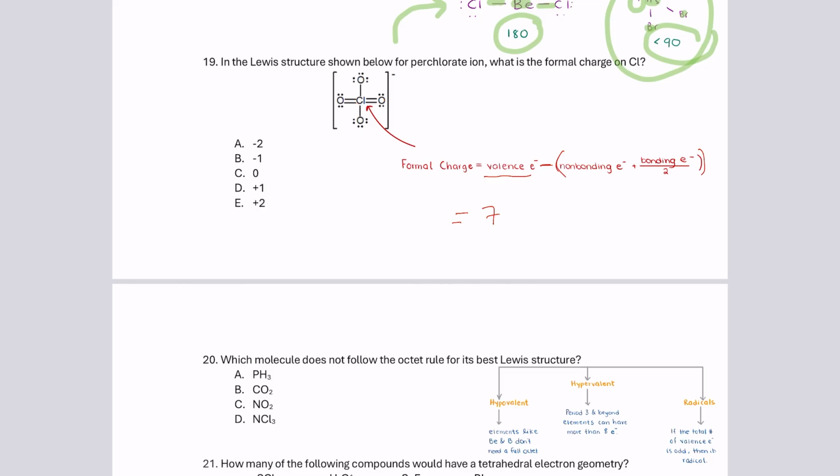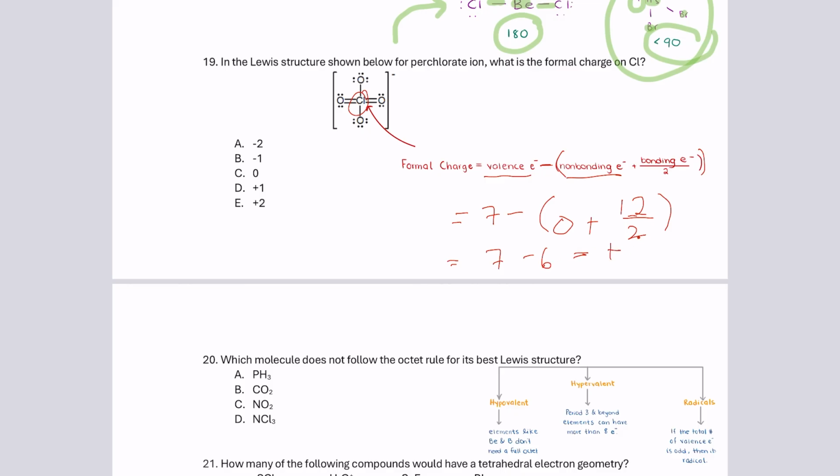Then in the given structure, chlorine has no lone pair, so it has 0 non-bonding electrons. It does, however, form a total of 6 bonds with oxygen atoms. So that means it contributes 12 bonding electrons since each bond has 2 electrons. So what we have here is 7 minus 6, and that is equal to positive 1.